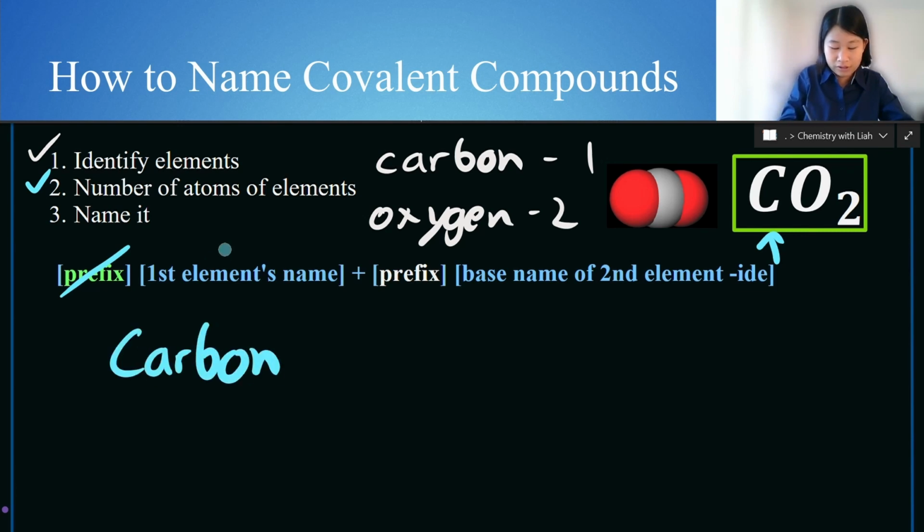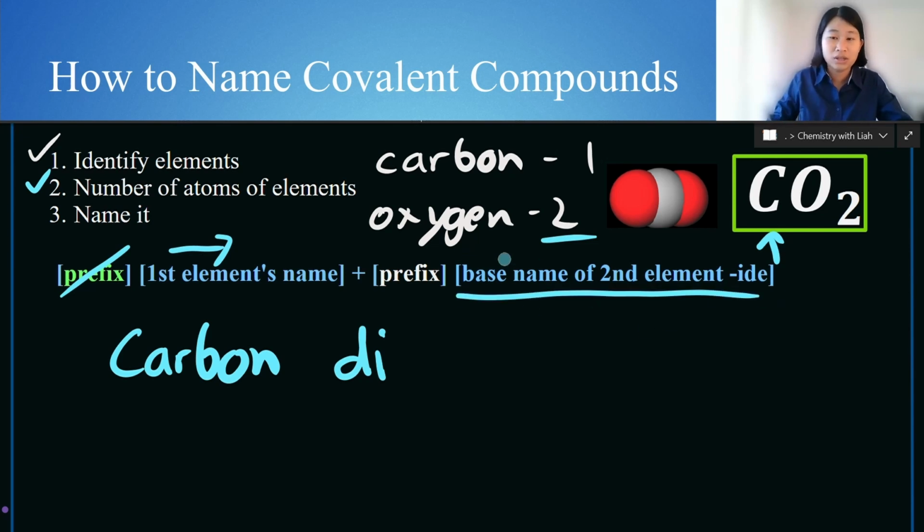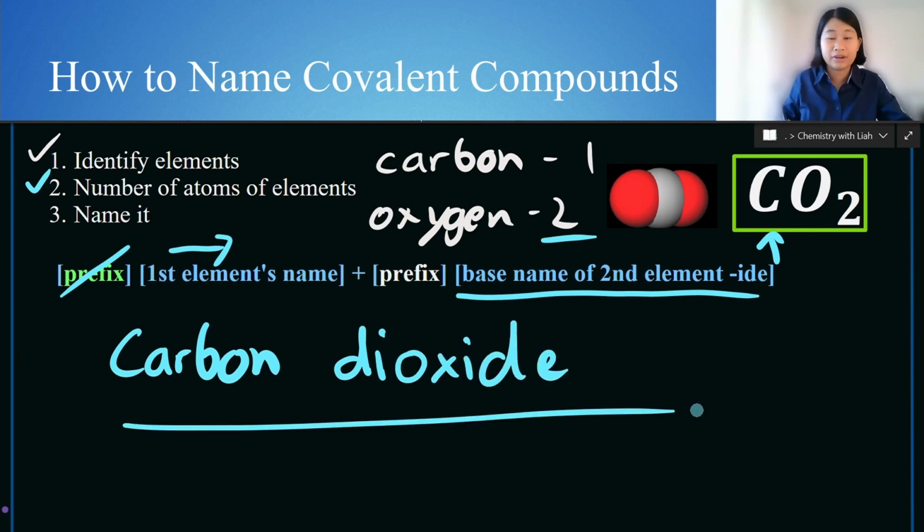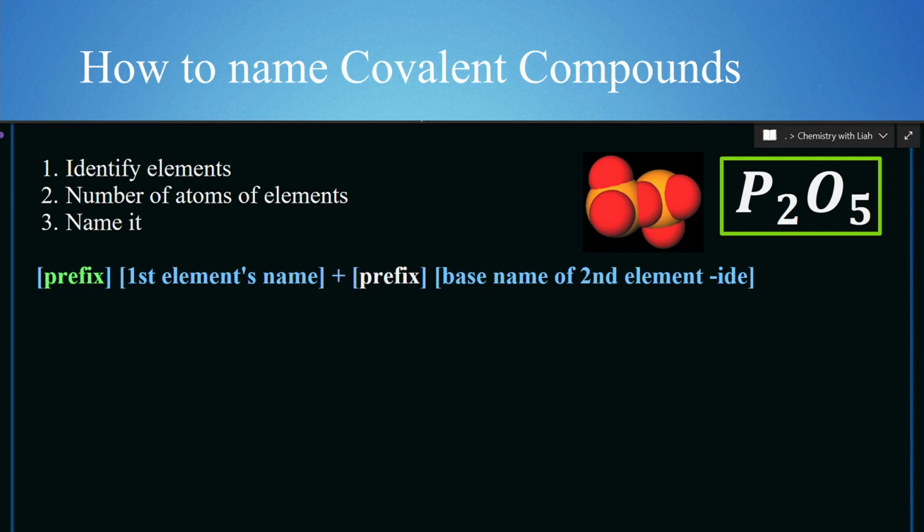Okay, we're just going to follow this sequence here. And then we're going to use the prefix of the second element. So that's going to be the prefix for 2, which we know is di. And then we're going to write this part, the base name of oxygen, with the ending IDE, which we know is oxide. So CO2 is called carbon dioxide. All right, so let's do another example.